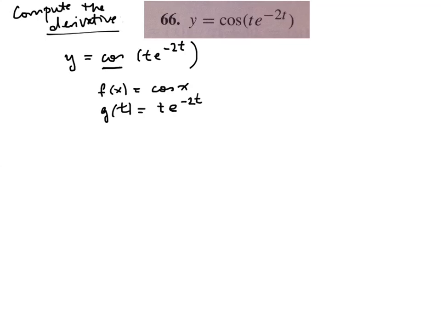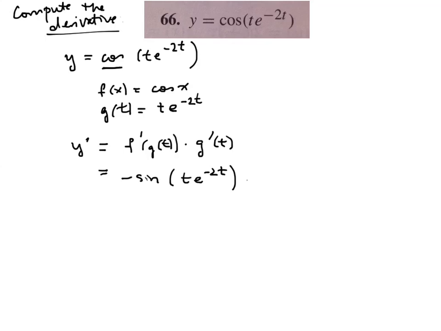All right. And so what the chain rule says is that the derivative is equal to f prime of g of t. So you take the derivative of the outside and you leave the inside the same, times g prime of t. So if we go through this, the derivative of cosine is negative sine. So we'll have negative sine of t e to the negative 2t times the derivative of t e to the negative 2t.